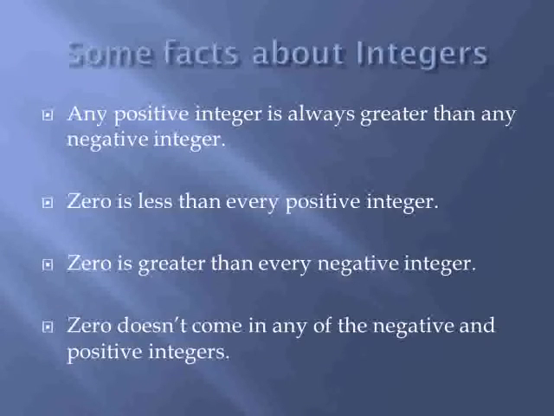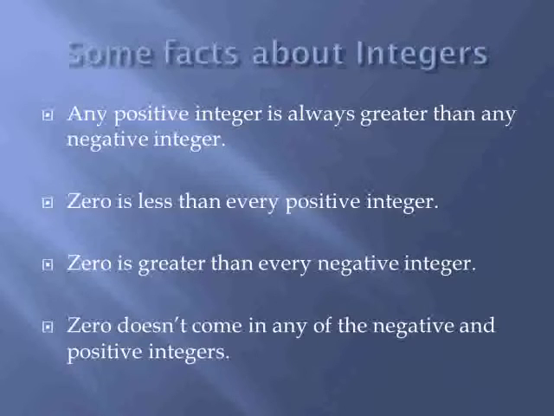Let us know some important facts of integers. Any positive integer is always greater than a negative integer. What does it mean? The positive integers, the integers that come on the right side of zero, are always positive and greater than the negative integers. What are negative integers? The integers which come on the left-hand side of zero are smaller than the positive integers. This means a positive integer is always greater than a negative integer.